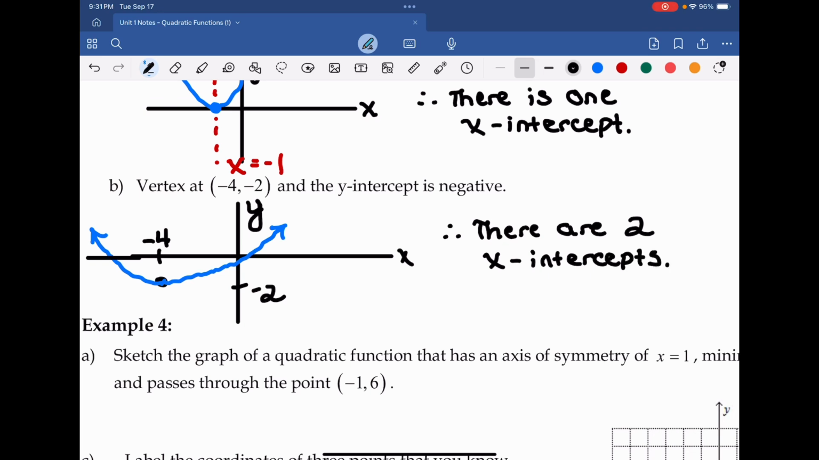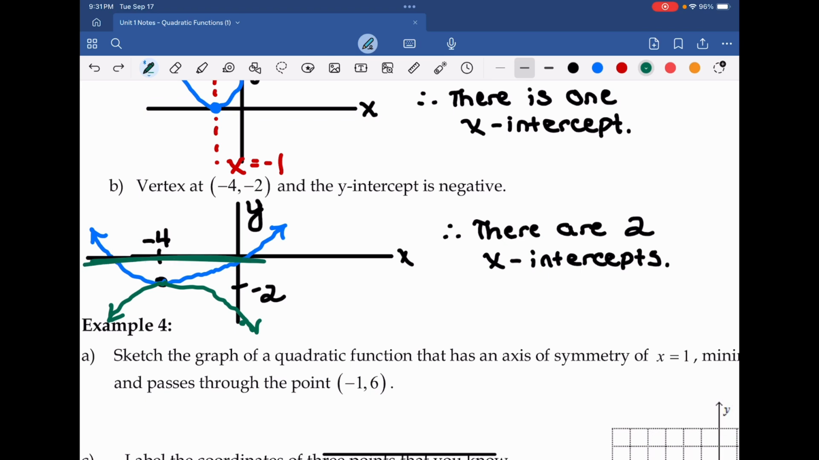But we're not done yet. That's for this case. What if it faces upwards and it crosses through the y-axis? Well, the y-axis is negative here, so it still is possible that this is the case, but we also have a different case. We could also have a graph that faces down like this. And if it faces down, will it ever cross the x-axis?